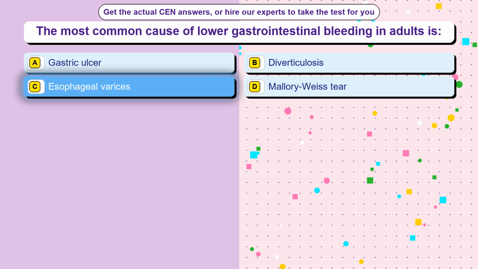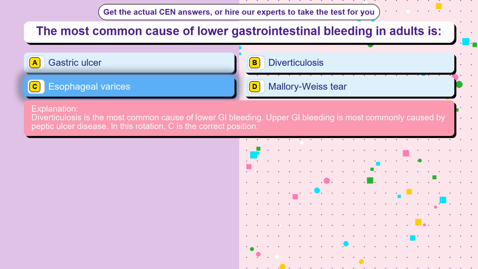The correct answer is option C, esophageal varices. Diverticulosis is the most common cause of lower GI bleeding. Upper GI bleeding is most commonly caused by peptic ulcer disease. In this rotation, C is the correct position.